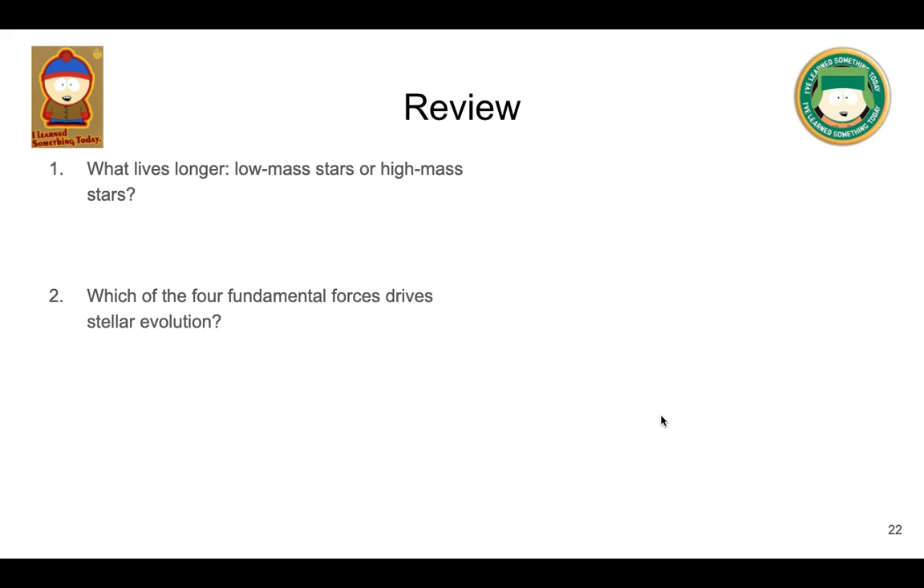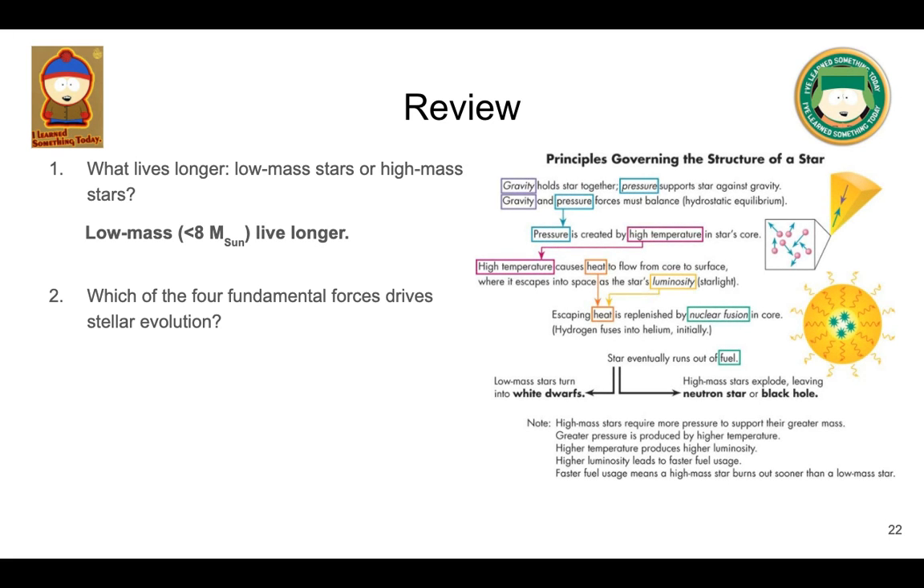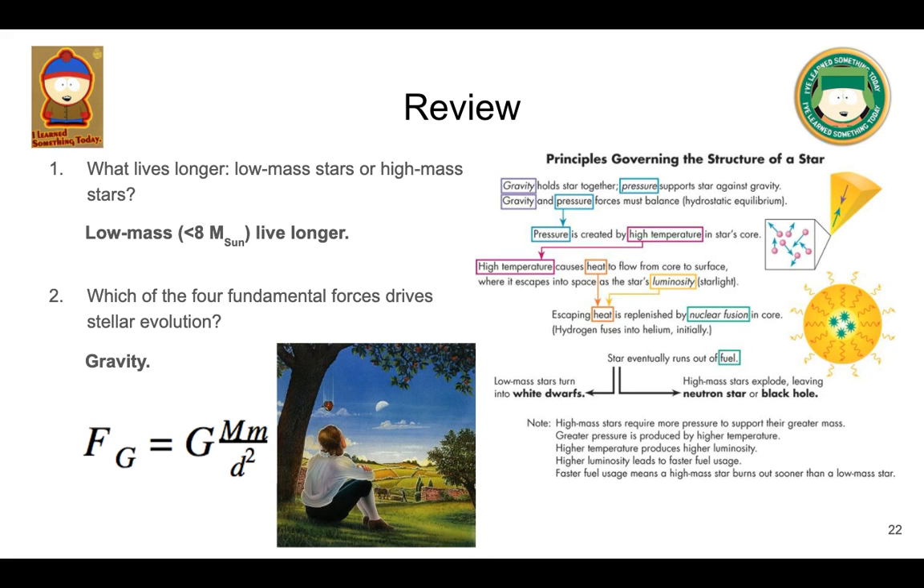So to review, what lives longer, a low mass star or a high mass star? Low mass stars, being stars that have less than 8 times the mass of the sun, live much longer than high mass stars. So these things can live for billions of years. High mass stars might only live 1,000th as long as that, because high mass stars go through their fuel so much quicker. Now, which of the 4 fundamental forces drives stellar evolution? It is the weakest force by far. It is gravity. So yeah, this builds all the big things in the universe, including stars, and it guides how long the star is going to live and how it's going to live and how it's going to die.